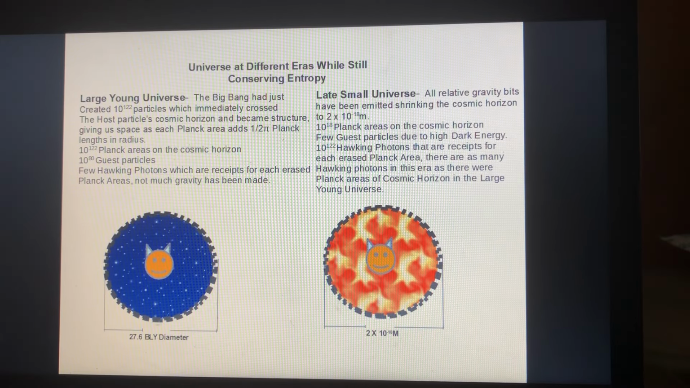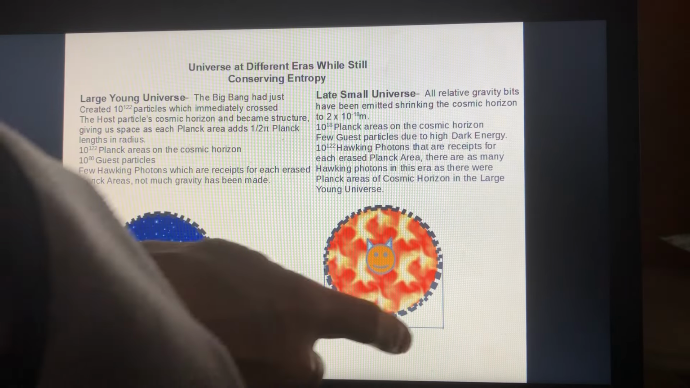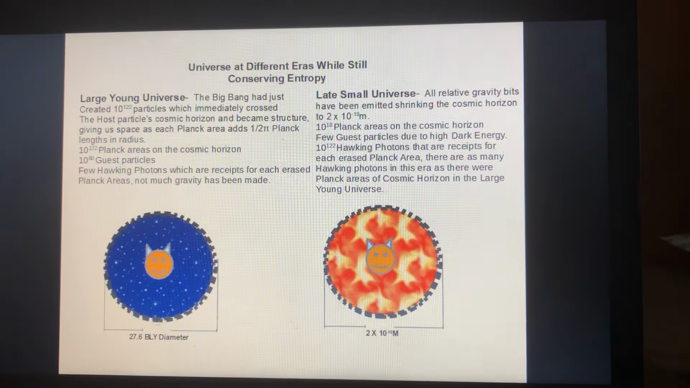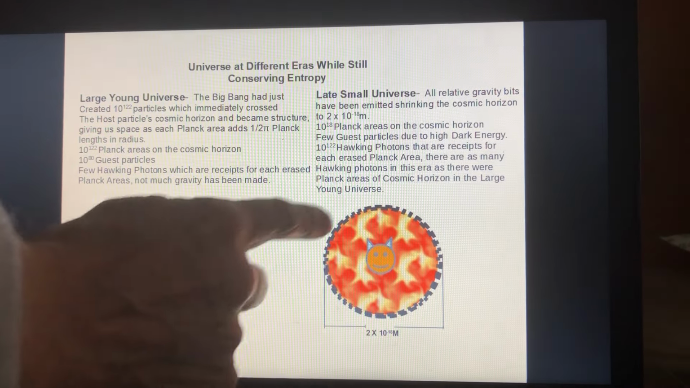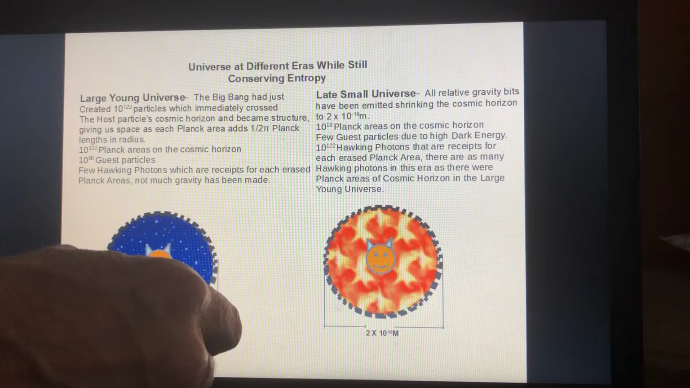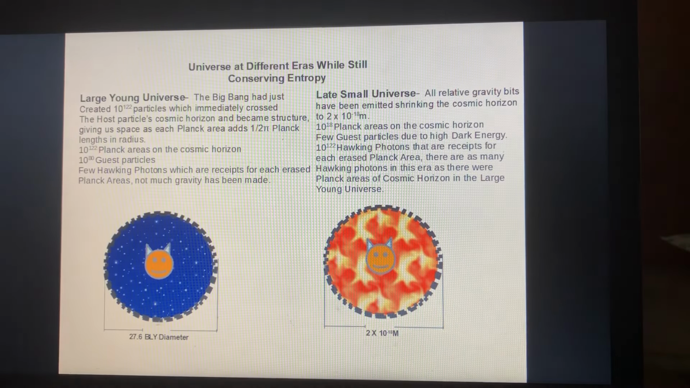But in a late, small universe, this cosmic horizon has been emitting gravity locally over a very, very long time. And every time it emits gravity, it reduces its radius of space by 1 divided by 2 pi Planck lengths. So here we see that we have very few cosmic horizon bits. It's only 2 times 10 to the negative 18 meters.